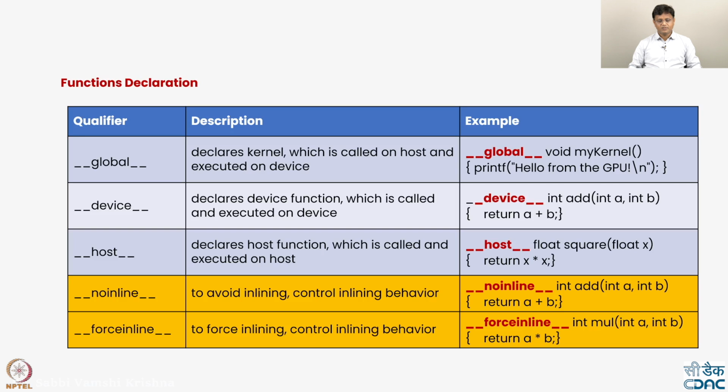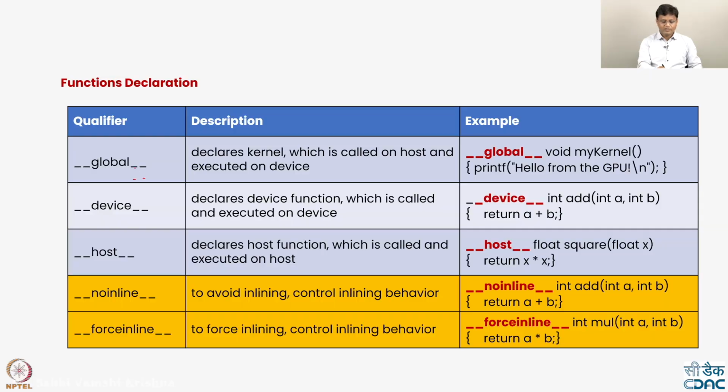So, for this purpose, CUDA is providing you some qualifiers. There are 5 qualifiers, but out of 5 I am going to discuss only 3. I am not discussing the noinline and forceinline qualifiers, as that is out of scope of this course. So, the first qualifier is the global qualifier. You can see the syntax: you have to write double underscore global double underscore.